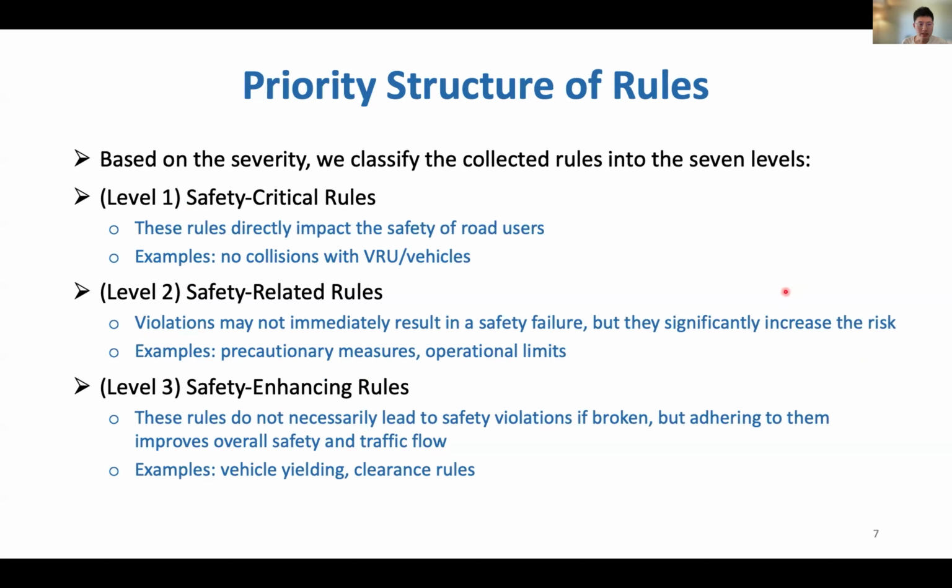So using rulebook, we design a reference priority structure of rules. Due to time limitation, let me just skip the details of this priority structure. But basically, the highest level is safety critical rules, for example, no collisions with VRU or vehicles. And then we have some safety related rules such as precautionary measures, operational limits, and also some safety enhancing rules.